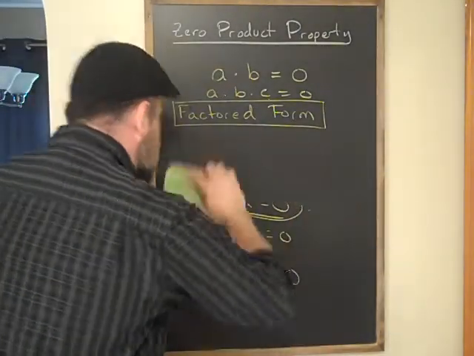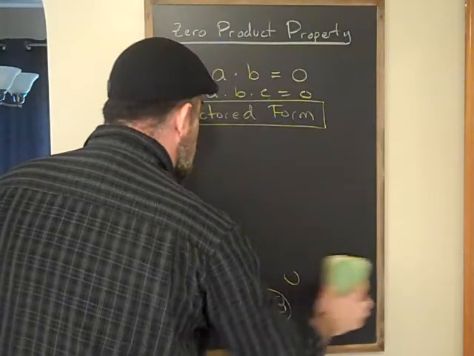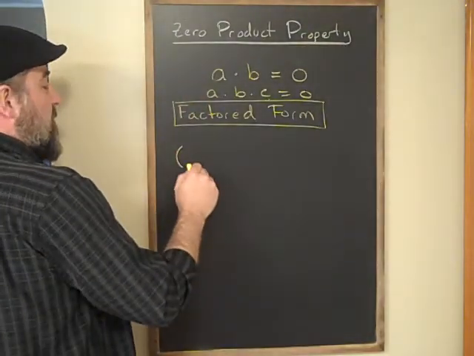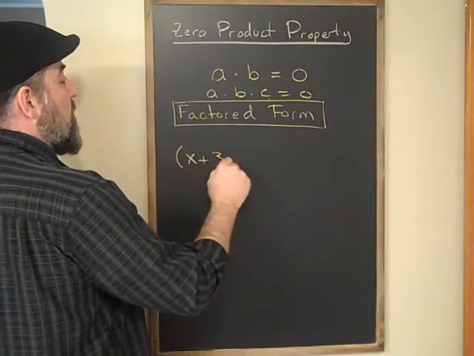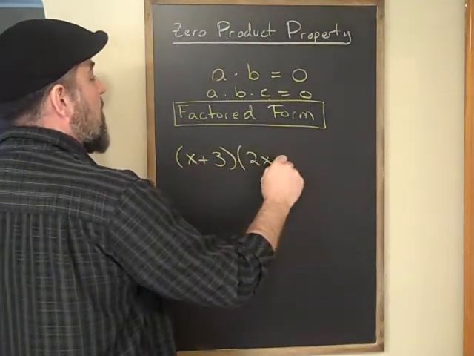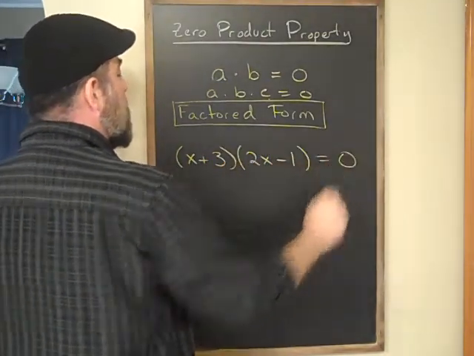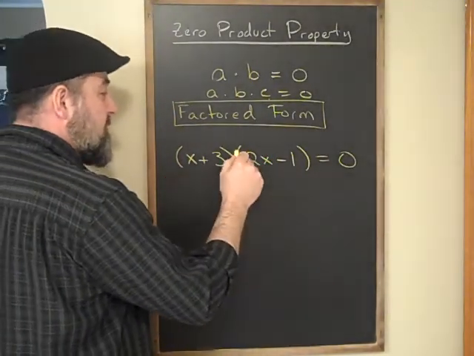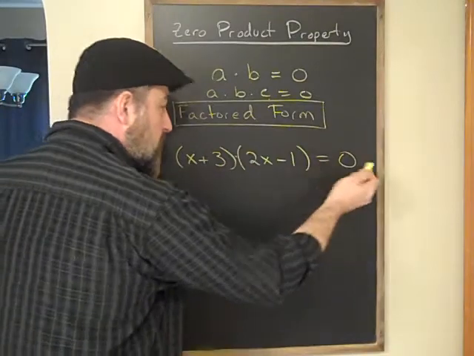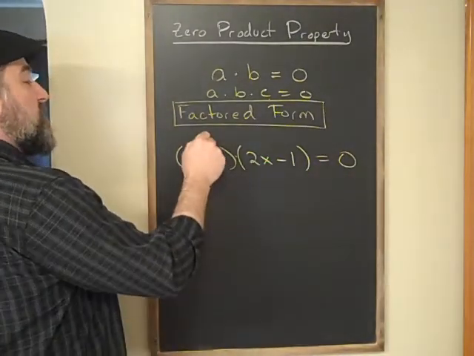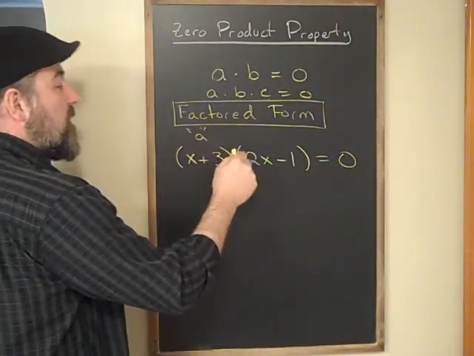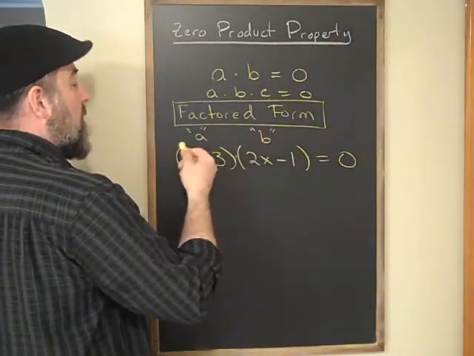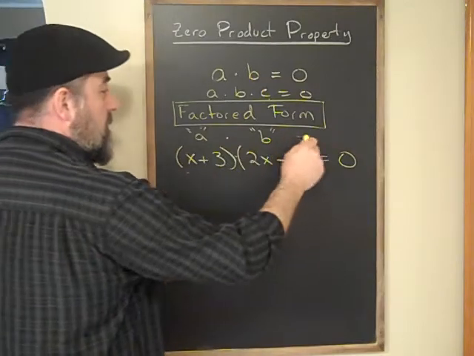So real quick, here's another example. I'm going to give you one that's in factored form again. So if we saw something like x plus 3 times 2x minus 1 equals 0. This is a factored form because we have an expression times an expression equal to 0. Again, this one would be acting like your a, this factor would be acting like your b, and it's basically saying a times b equals 0.